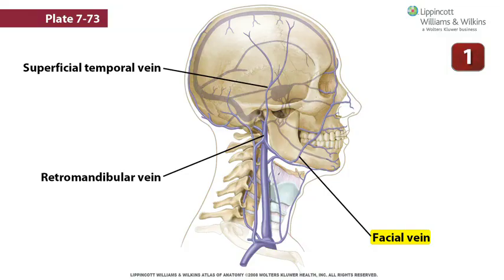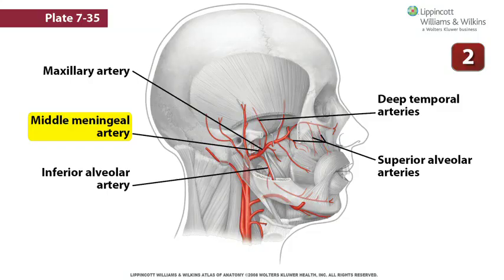First question, what are the three main veins that drain the face and the forehead? So we have the facial vein, the retromandibular vein, and the superficial temporal vein. Next, what are the major branches of the maxillary artery? So we have the middle meningeal artery, the inferior alveolar artery, deep temporal arteries, and the superior alveolar arteries.